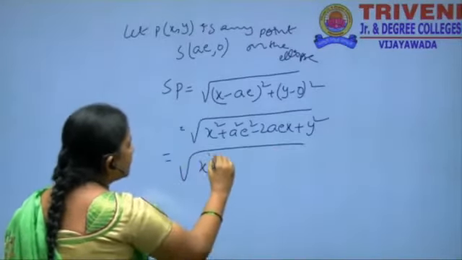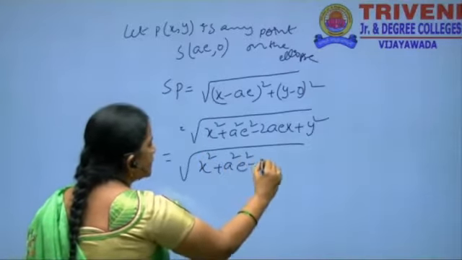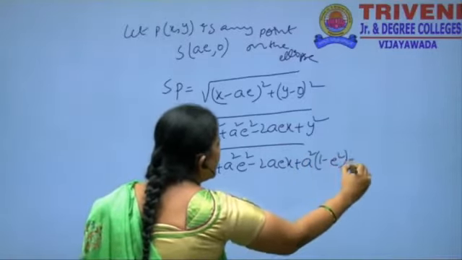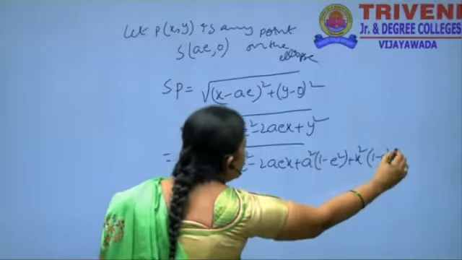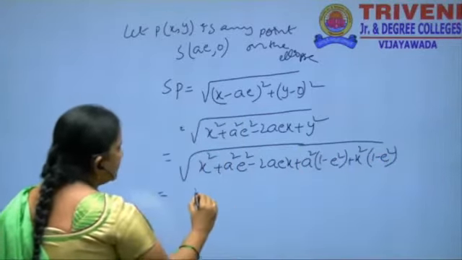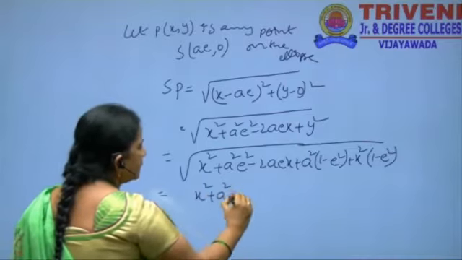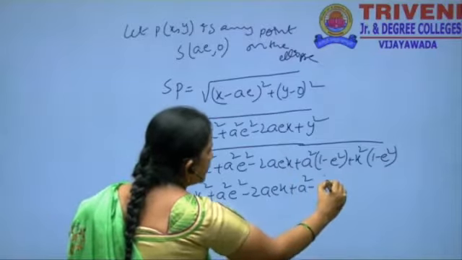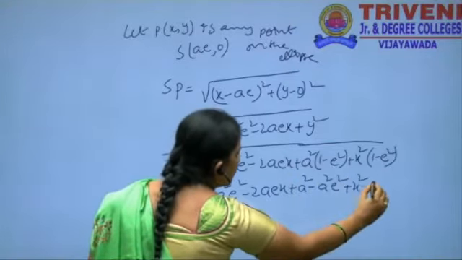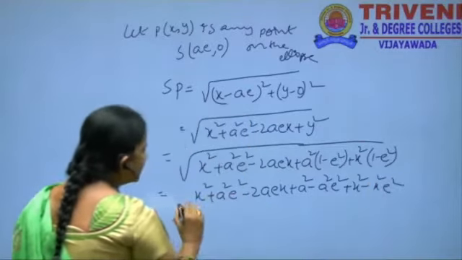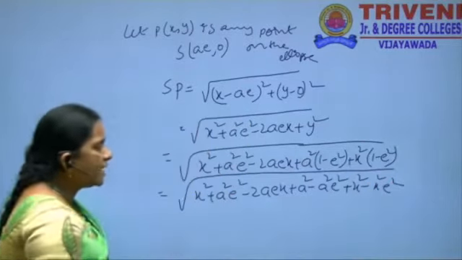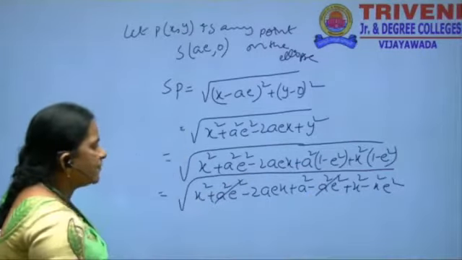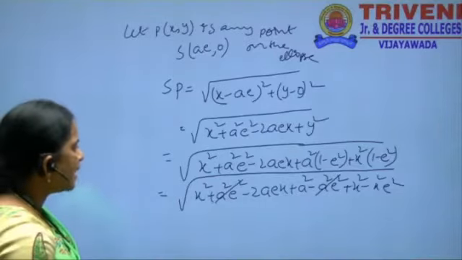That is x square plus a square e square minus 2aex plus a square into (1 minus e square) plus x square into (1 minus e square). That is x square plus a square e square minus 2aex plus a square minus a square e square plus x square minus x square e square, under the root. Here we have to cancel the a square e square and a square e square, and then cancel the next values as well.